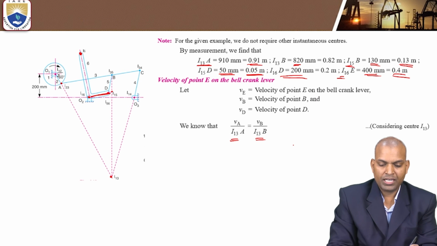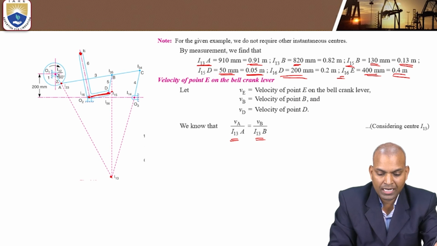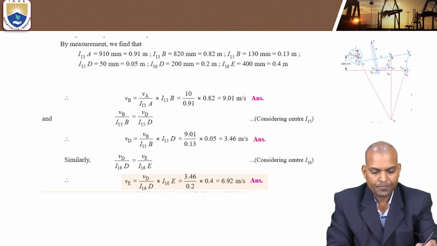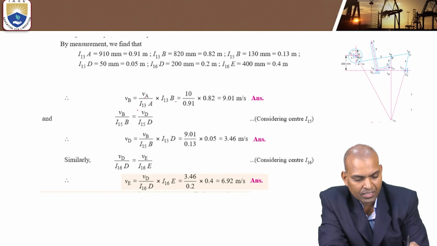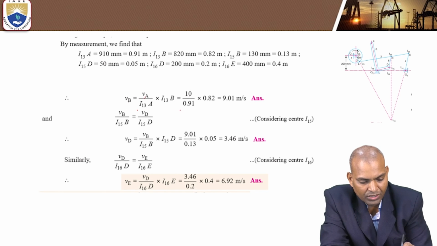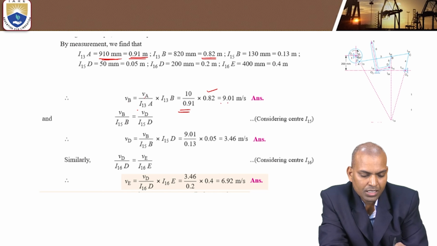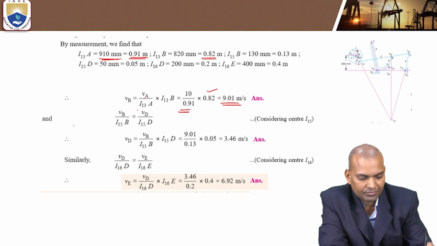What is VA, the velocity of A? That was given, we calculated, that is 10 meters per second. So VA by VB equals I13A by I13B. VA is 10 by I13A. What is I13A? 0.91 meters, times I13B, 0.82 meters. That is 9.01 meters per second.